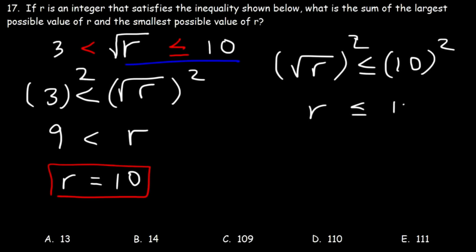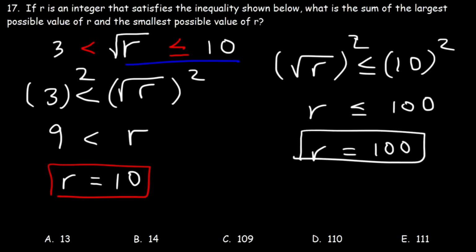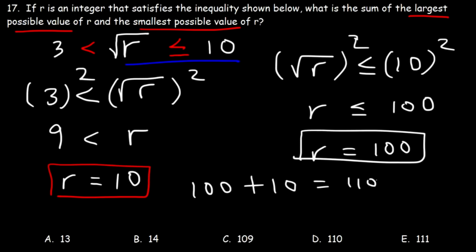10 squared is 100. So r is less than or equal to 100, but not greater than 100. So the highest value of r is 100. Now, we want to find the sum of the largest possible value of r and the smallest possible value of r. So that's going to be 100 plus 10, which is 110. So therefore, D is the right answer.